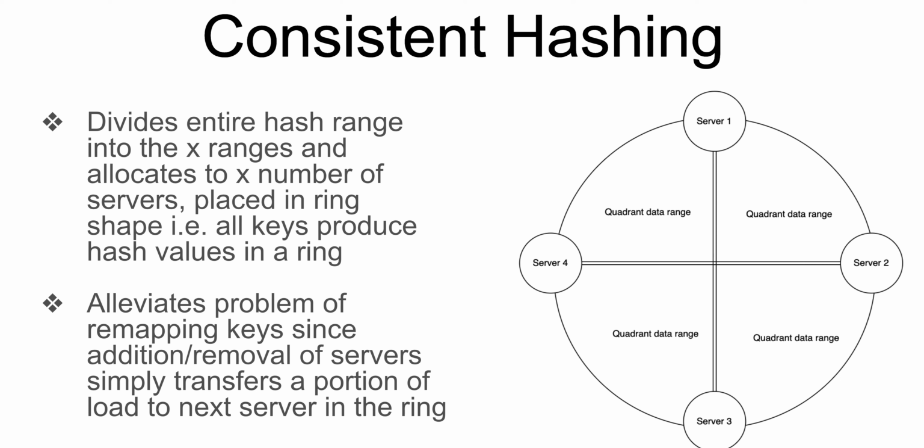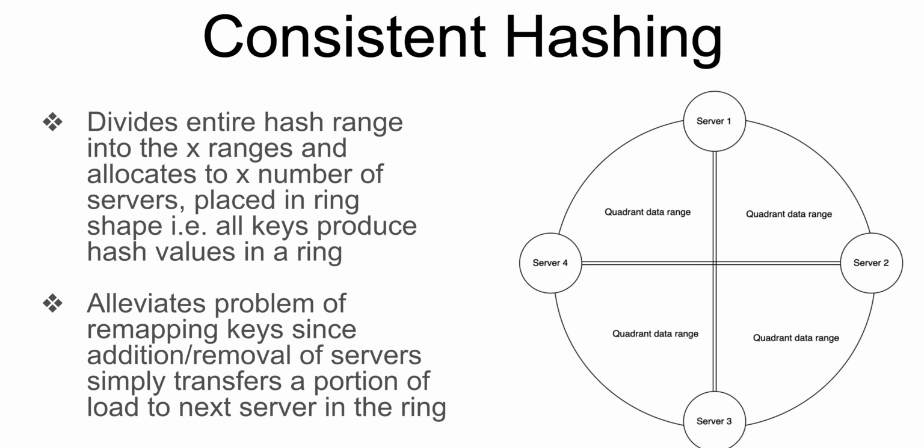Okay, what does consistent hashing do? You can see on the diagram on the right, the bigger circle is the entire range of the hash values of the keys in a circular fashion. And then all the servers are distributed in the entire ring format. Let's say in this instance we have four servers. And so there are various quadrant data ranges that are formed in all the possible values.